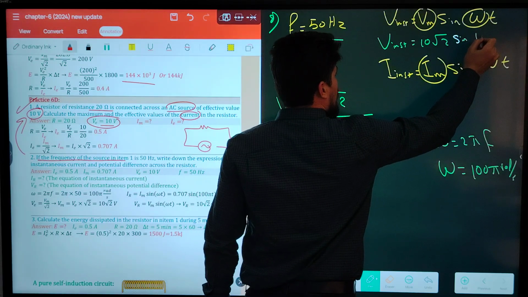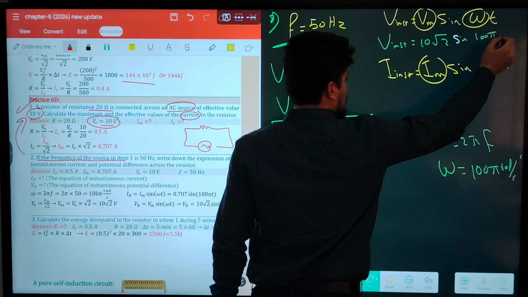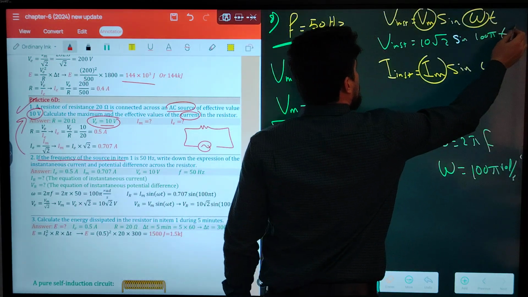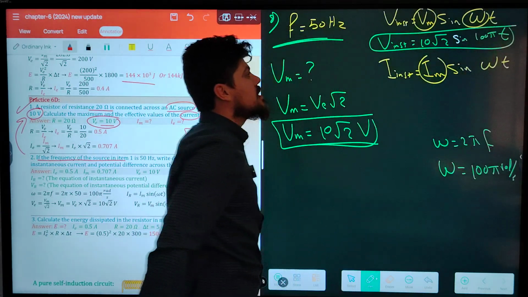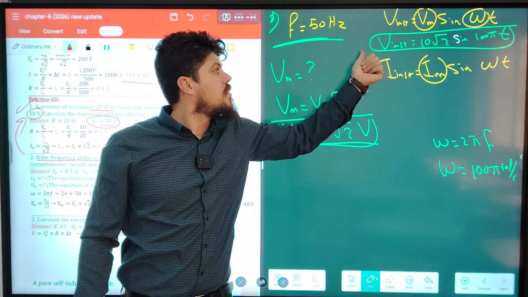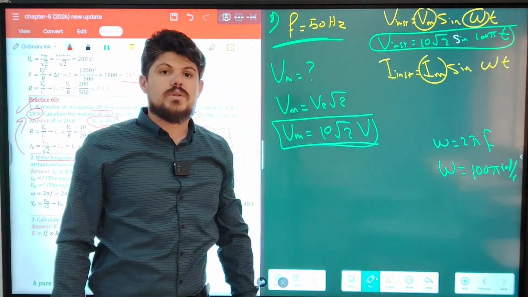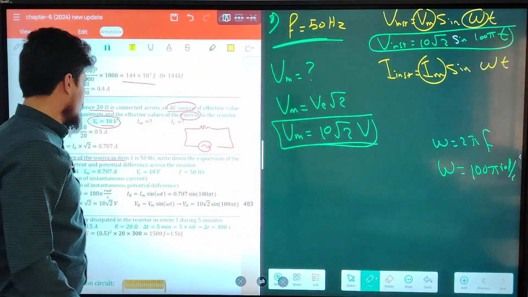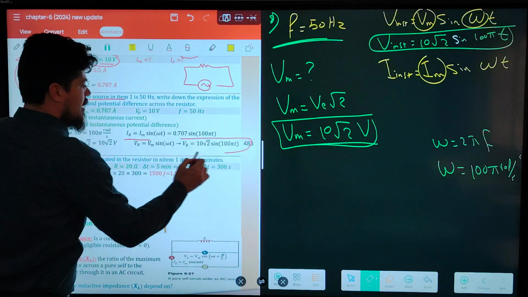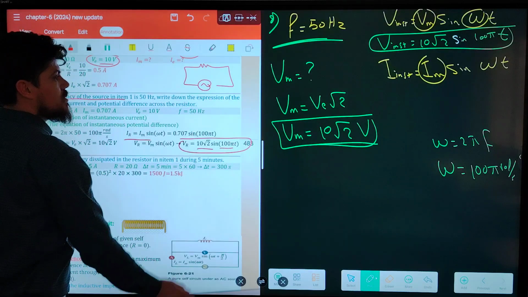Sine 100 pi t. So this is the expression of the instantaneous potential difference. That's all. This is the final answer for the instantaneous potential difference across the resistor. Look, the final result is 10 radical 2 sine 100 pi t.